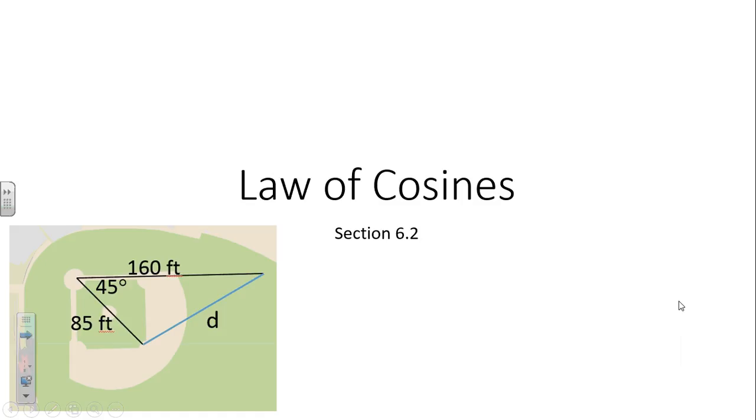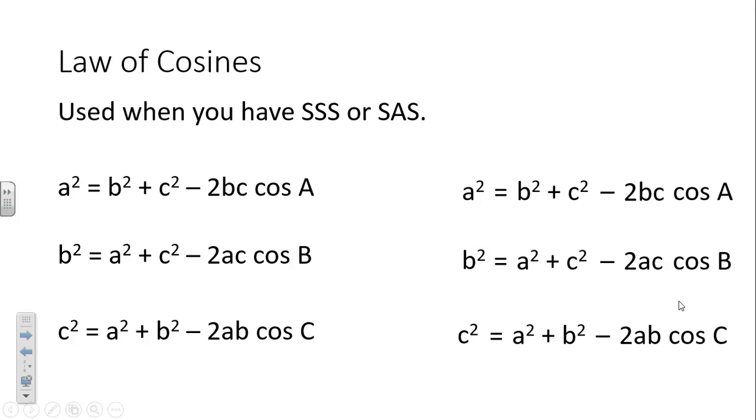So we've talked about the law of sines. Now we're going to use the law of cosines. The law of sines helped us when we needed to find sides, and we had two angles and an excluded side, or if we had two sides and a non-included angle, and so on.